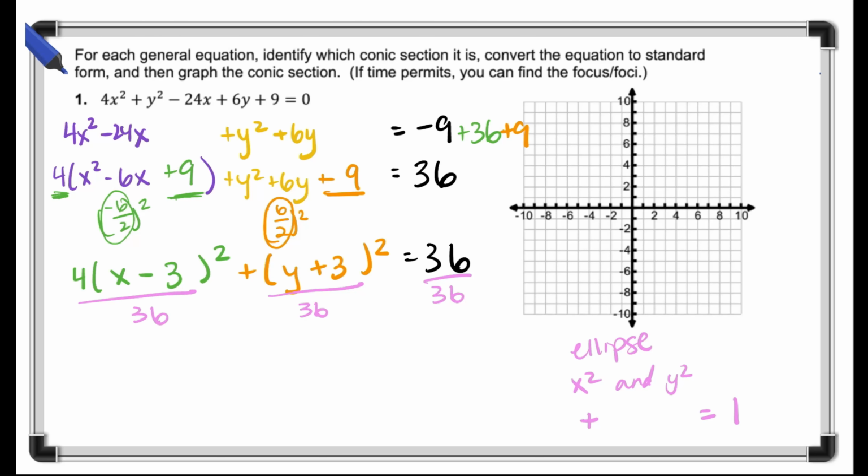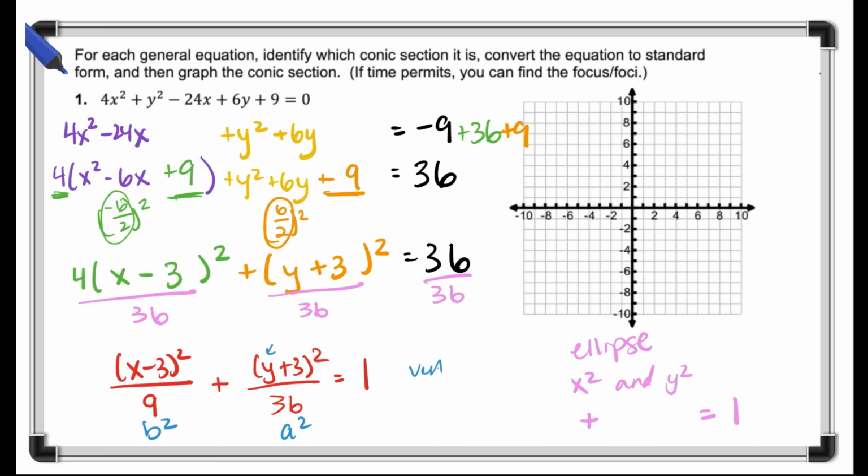So we're going to go ahead and simplify that. We've got x minus 3 squared, and then 4 over 36 is the same thing as 1 over 9. So this is over 9 plus, we can't really simplify what you had here, so it's going to stay over 36, and we do have this equal to 1. Now remember with an ellipse, the bigger number is always the a squared. And because our a squared is under the y, this is going to be a vertical major axis here.